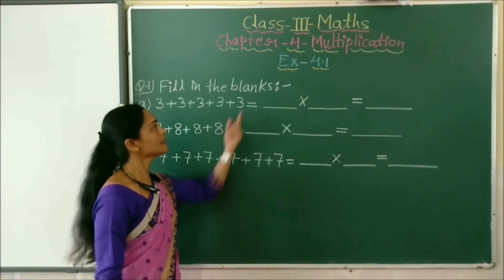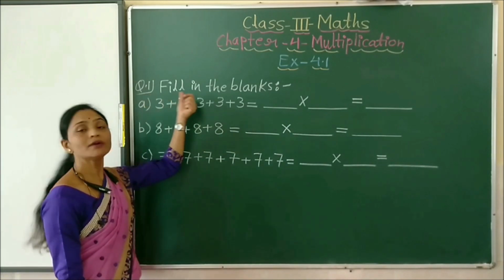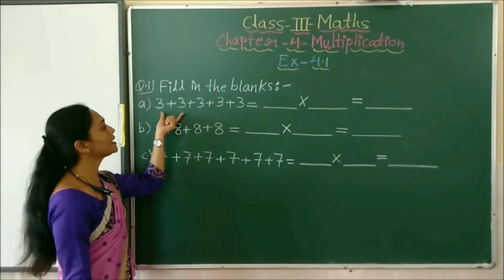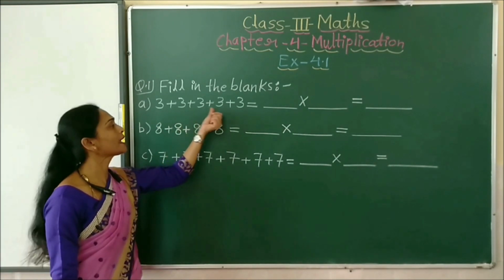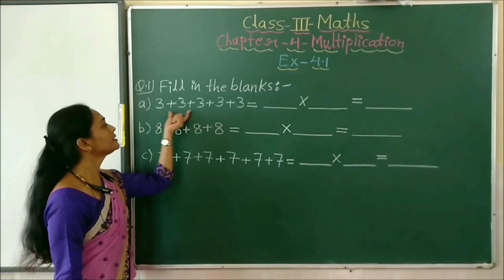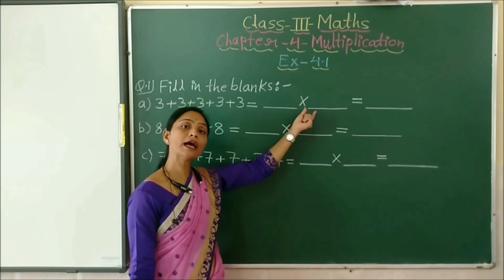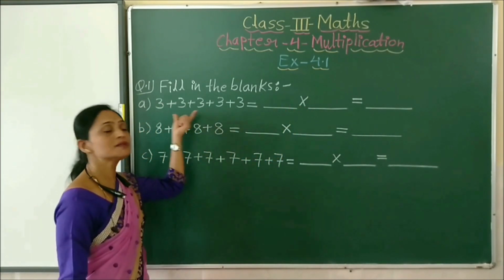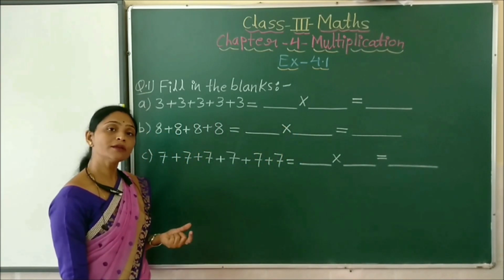So let's start exercise 4.1 children. See here, question number 1, fill in the blanks. Now see this question children, here this side it is written as an addition sentence. You can see this plus sign here. Here this 3 is written with a plus sign. Now this side, which sign do we have? We have here a multiplication sign. It means this addition sentence we have to convert into a multiplication sentence. So how to convert, children?